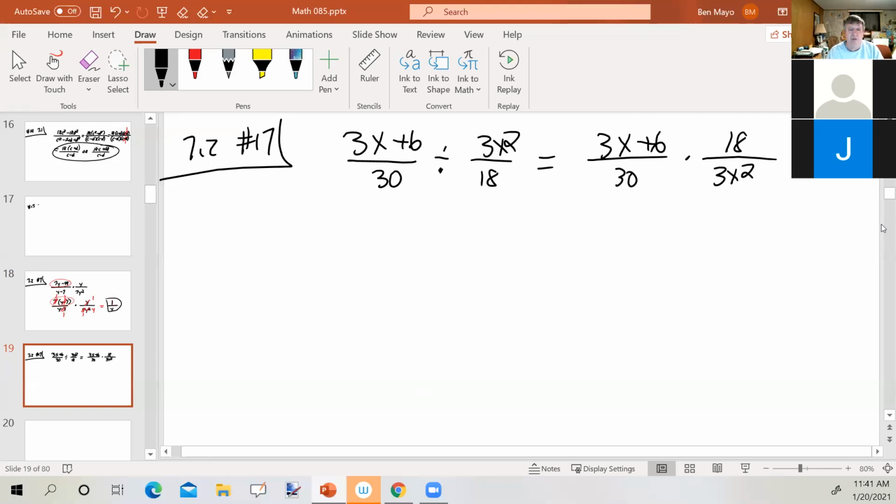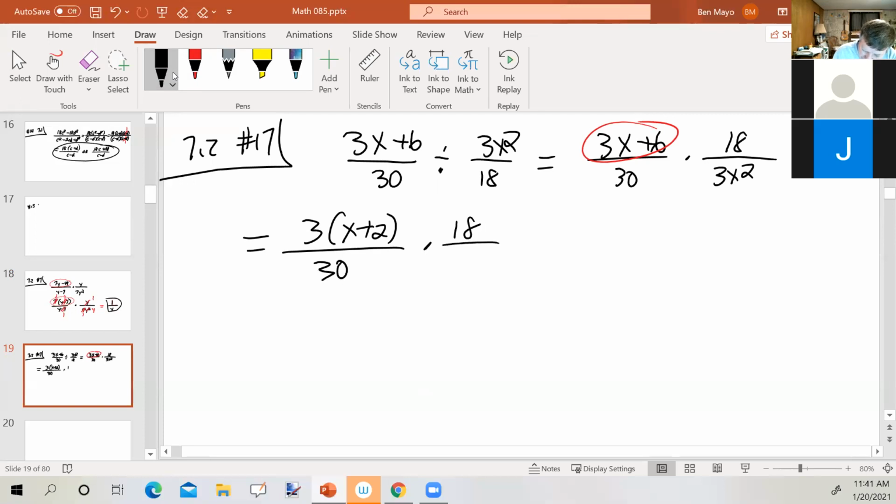Again, dividing by a fraction is like multiplying by its reciprocal. Then I'm going to factor that numerator by taking a 3 out and get 3 times the quantity x plus 2 over 30 times 18 over 3x squared. Okay, so now let's do some reducing. We could take this 3 and reduce it down to 1 over 1. We could take 18 divided by 6 and get a 3, 30 divided by 6 and get a 5.